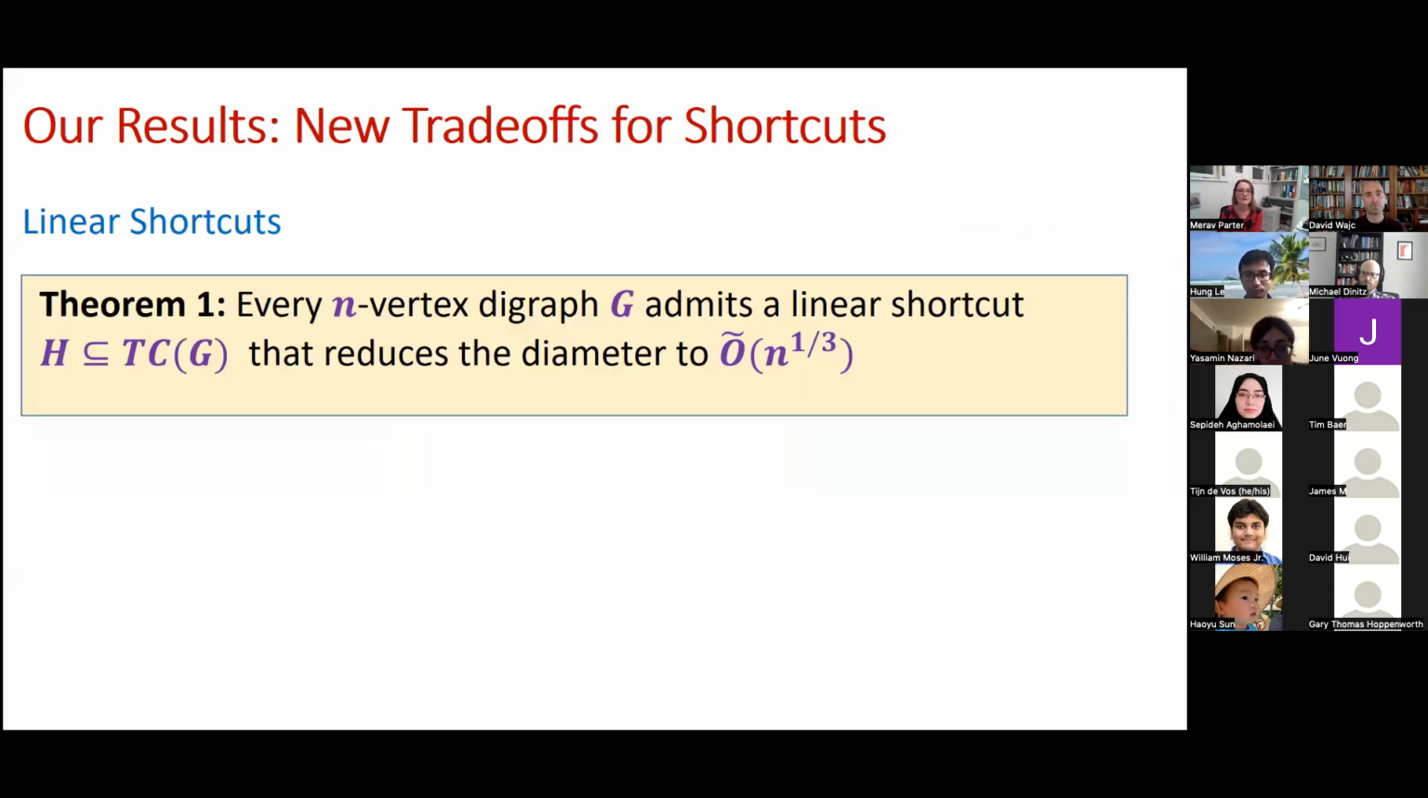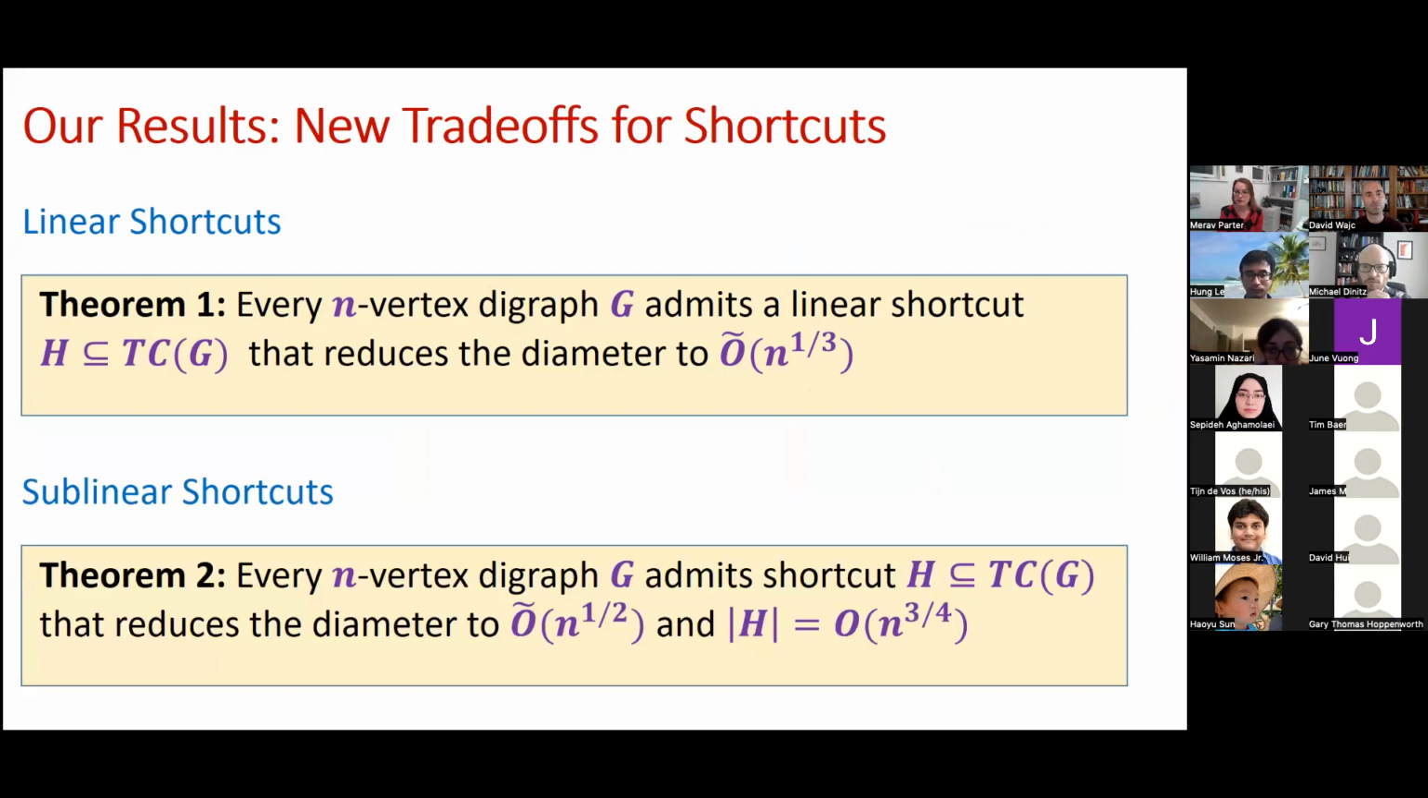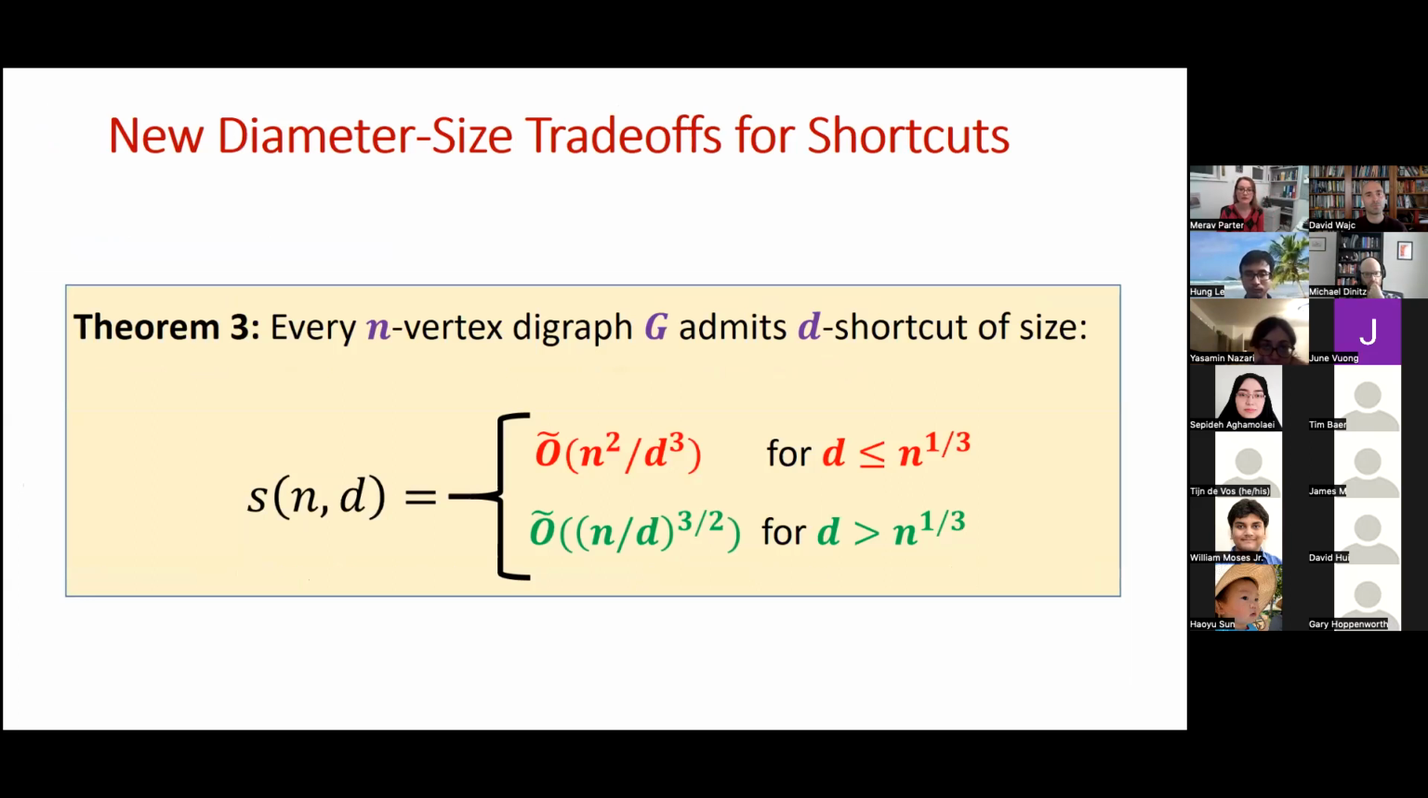Okay, so here's our main result. Our main result is to provide a new linear size shortcut that reduces the diameter to n to the 1/3. And now, if you are still fine with diameter of square root n, actually this can be achieved with a sublinear number of edges. You no longer need roughly n edges, you can take n to the 3/4 edges. So we have the linear regime and the sublinear regime, and more formally, this is the new trade-off that we provide. The interesting threshold point is diameter being n to the 1/3.